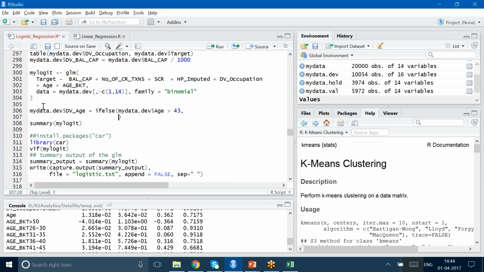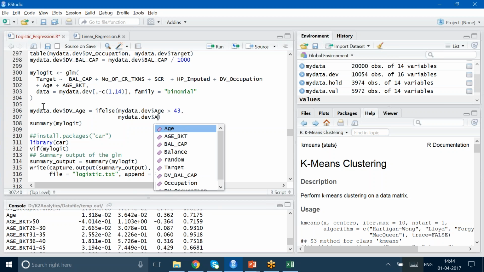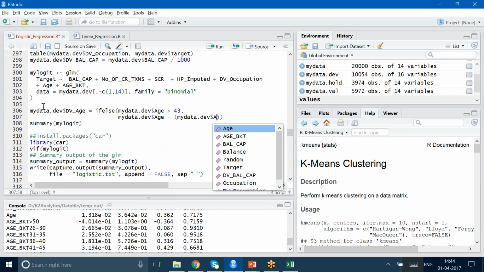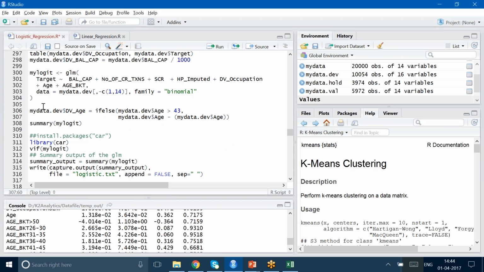If it is greater than 43, then it should be my data dot dev $age minus my data dot dev age minus 43. So this part will give me how much it is more than 43, and that much I'm going to remove from my data dot age.